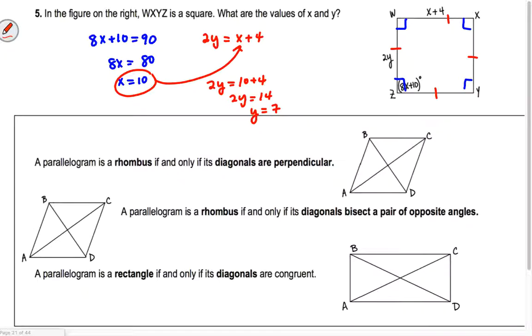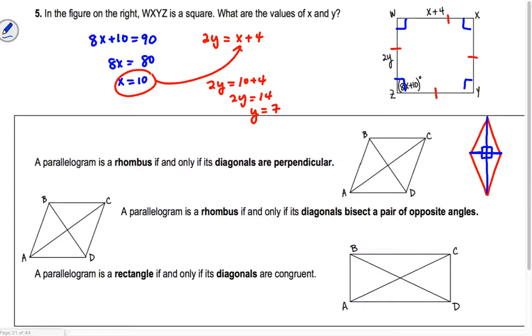Easy enough? Not a hard section. All right, so now we get into the things that you have to just memorize. You have to know these properties. Okay, so a parallelogram is a rhombus. Well, let's think about a rhombus shape. If you draw the diamond shape all the time, look at the diagonals. The diagonals are not congruent to each other. But those diagonals are perpendicular to each other.